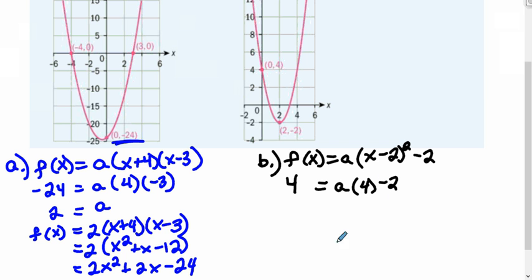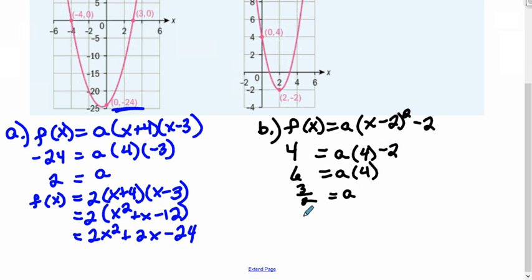Be careful of order of operations. You got to add that 2 over to both sides. So therefore, you have 6 equals a times 4. Divide both sides by 4. A therefore is 3/2. So in vertex form, f of x equals 3/2 times the quantity x minus 2 squared minus 2. If they just said write an equation for this, you'd be good, you'd be done.